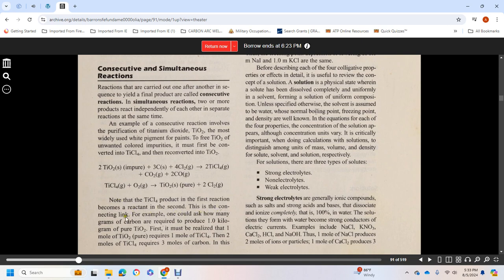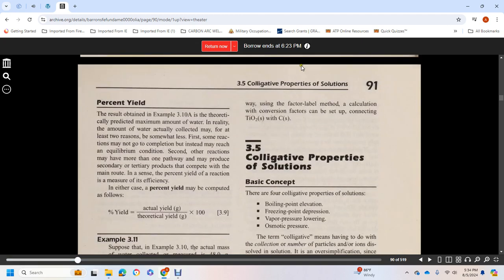For example, one could ask for the grams of carbon required to produce 1 kilogram of titanium dioxide. First, it must be realized that 1 mole of pure titanium dioxide requires 1 mole of titanium tetrachloride, and 2 moles of titanium tetrachloride require 3 moles of carbon. In this way, using the factor label method, conversion factors can be set up connecting the titanium dioxide with the carbon.